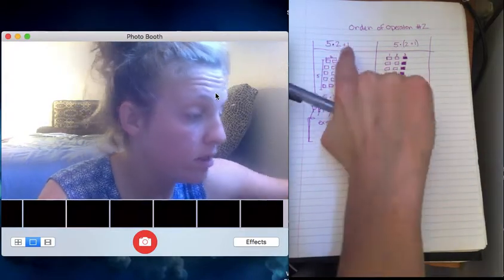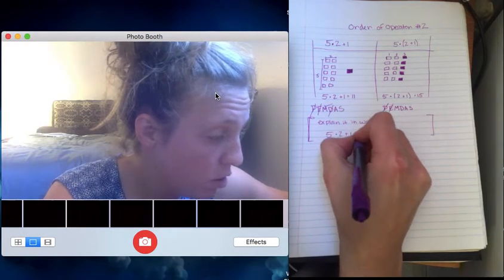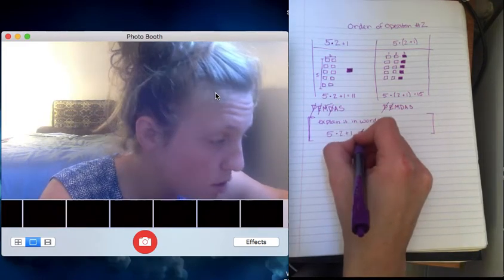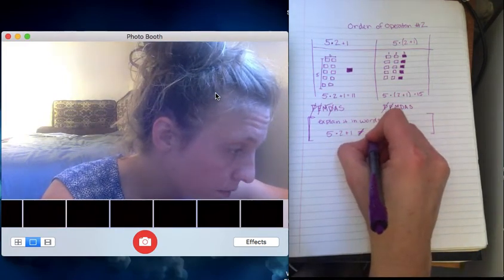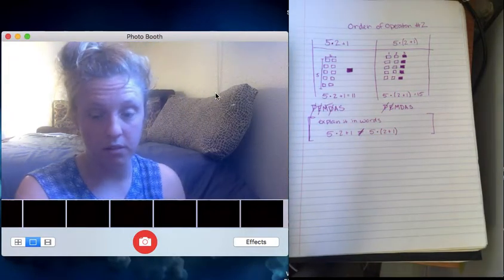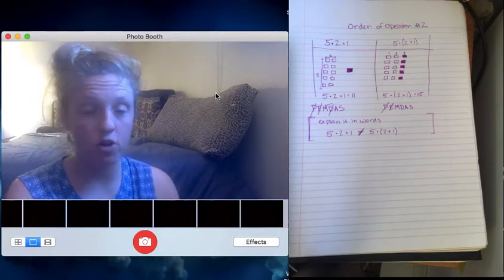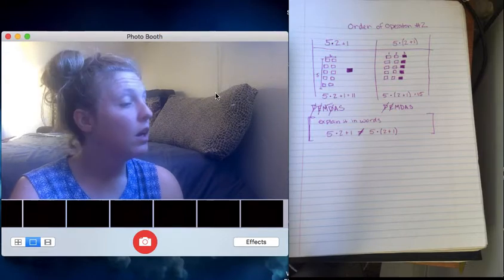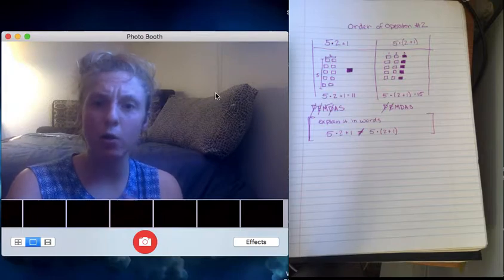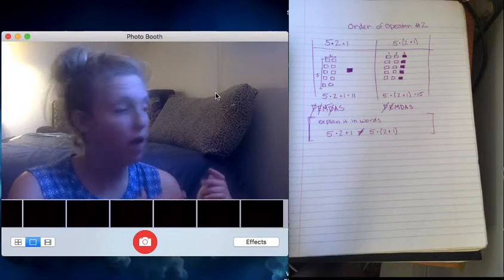Why this does not equal, so it's an equal sign with a slash through it, does not equal. That's what I want to understand. Okay? So you're going to do it as a picture first, and then you're going to do it in writing. Okay. So this is kind of going deeper into why order of operations is important. Why is it important that we standardize how we do our math?